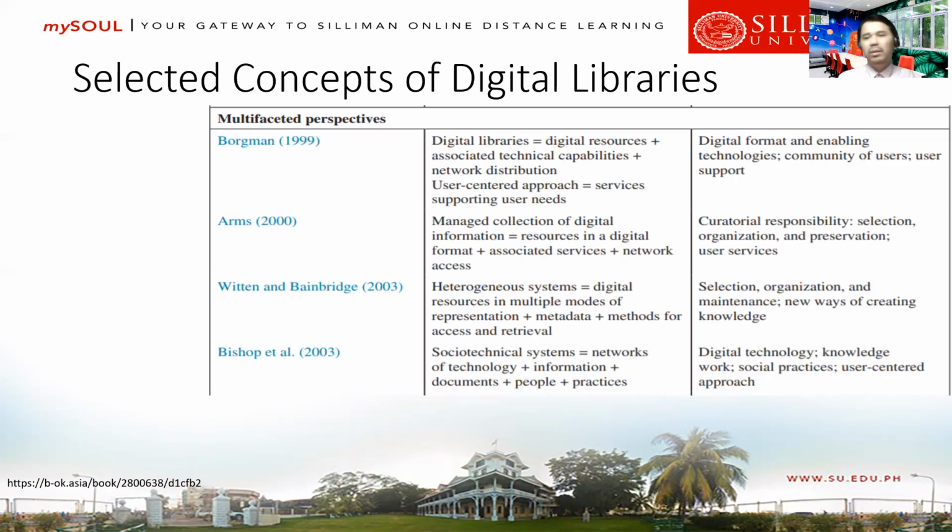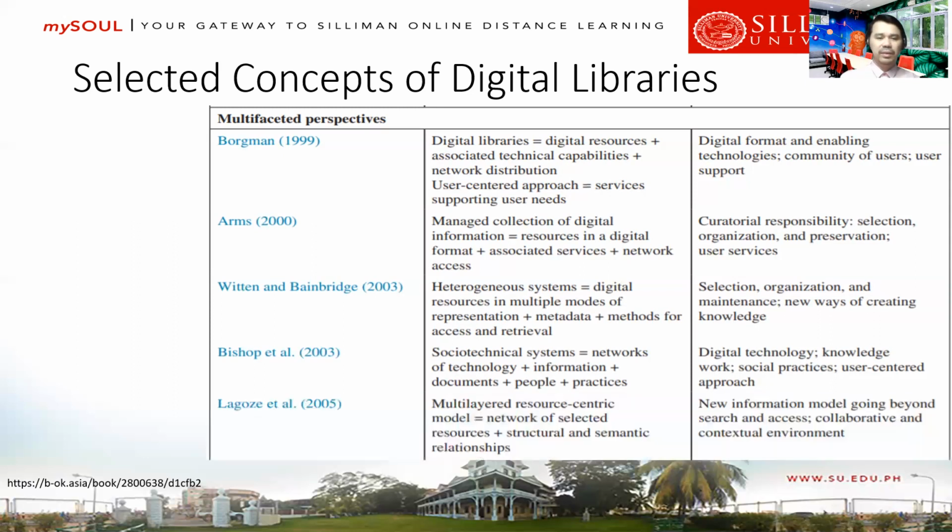Bishop et al., also in 2003, stated that the digital library component during this time is a socio-technical system. What does it mean? It means that it is a combination of a network of technology, information, documents, people's behavior, people's social structures, and the practices of the people. The emphasis here is not only on the digital technology, but also on the knowledge work of the people, the societal practices, and the user-centered approach of the services.